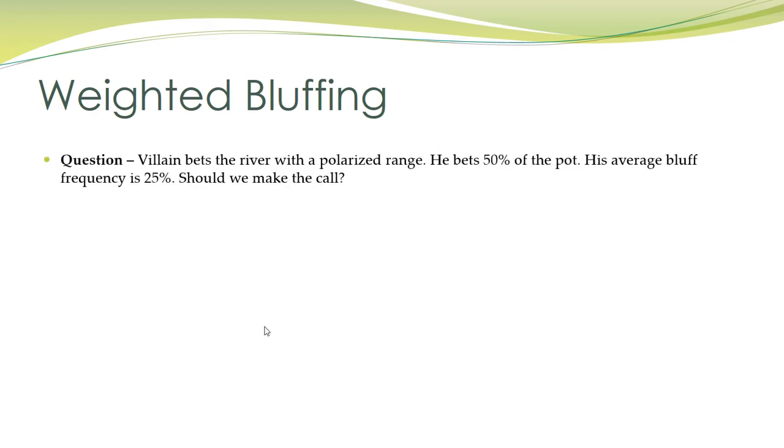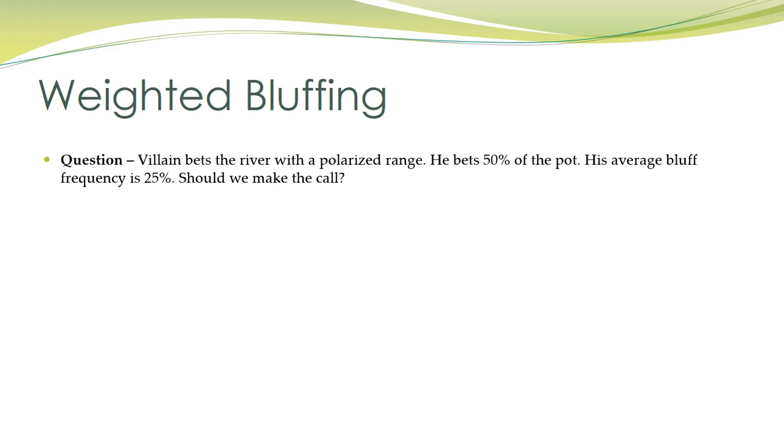So here's the question. Villain bets the river with a polarized range. Okay, so he has a strong value component to his range, he has a bluff component to his range. He bets half pot. Let's just say that we know from a large sample size of hands that his average bluffing frequency in this spot is 25%. So the question is, should we make the call?